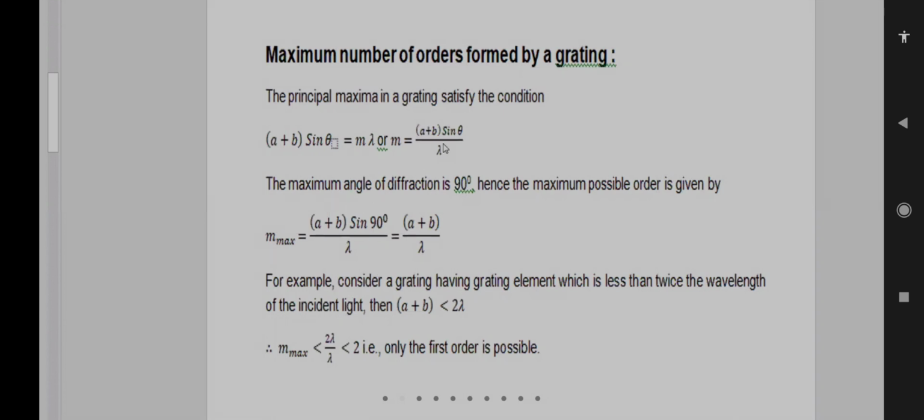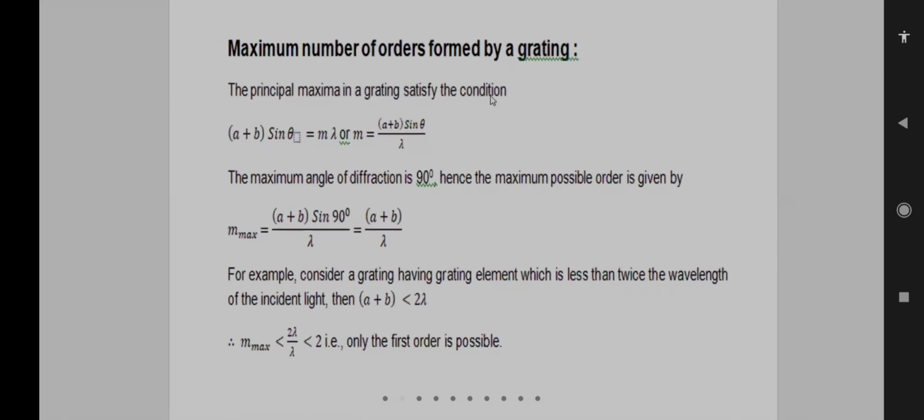Okay, so here you know that 1 by a plus b is equal to capital N, where capital N means the number of lines which are there on the opaque surface of the grating. So lambda is equal to sine theta by n into capital N into small n. So that is the formula for finding the wavelength of the given spectral line.